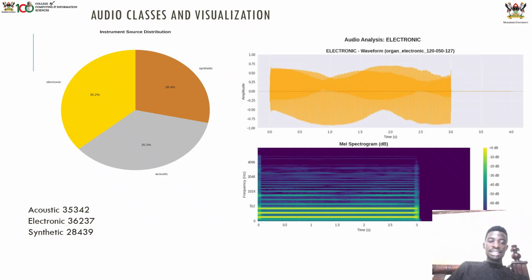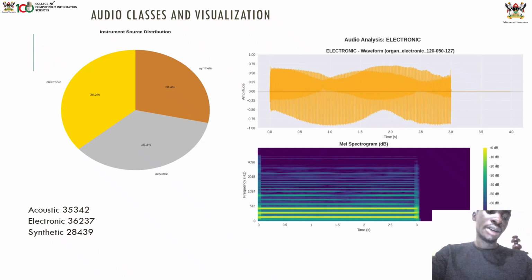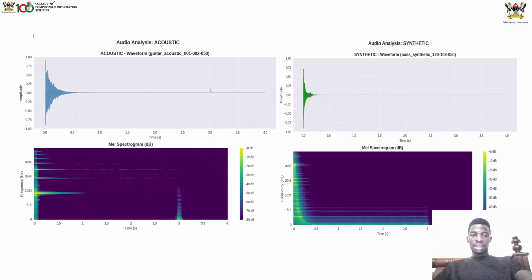So the classes we have on this data set, music is clustered into different classes. Those audio files are clustered into different classes, whereby we have the acoustic and electronic, synthetic, and these are the numbers. So I tried to visualize the waveform and the spectrograms of those different classes, and they are here. For acoustic, it's like that, for electronic, it's like that. For acoustic and then synthetic, it's like that.